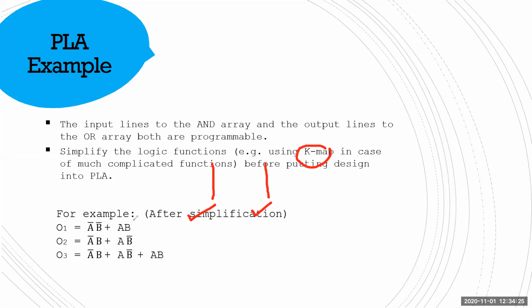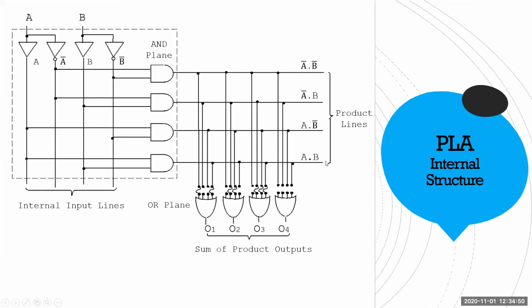Our expression was like that: A bar B bar, AB, A bar B, A B bar, and AB. Can you see that? AB is common in both equations. That's why we only made one AB and share it. We take the connection between O1 and O2. Got my point? But right now, in case of PAL, you cannot do this. You cannot take these AND gates common to 2 OR gates, because only one AND gate will go to only one OR gate.